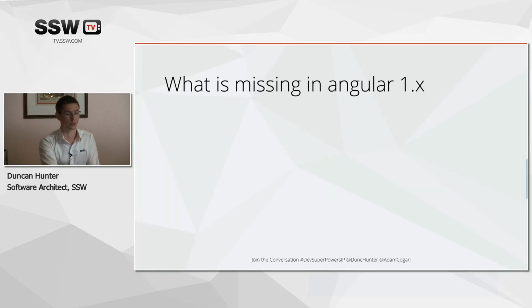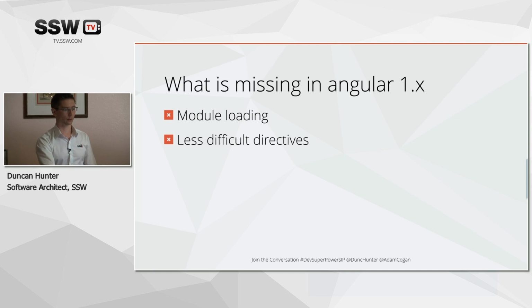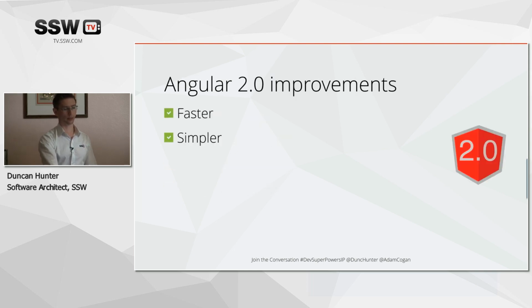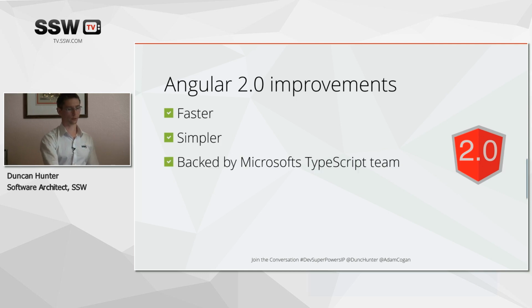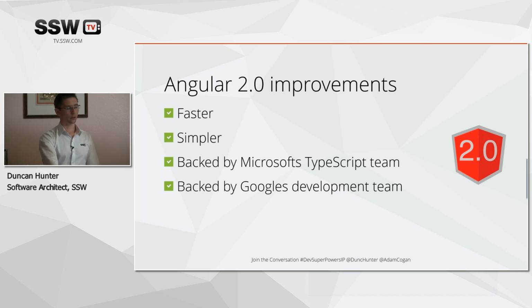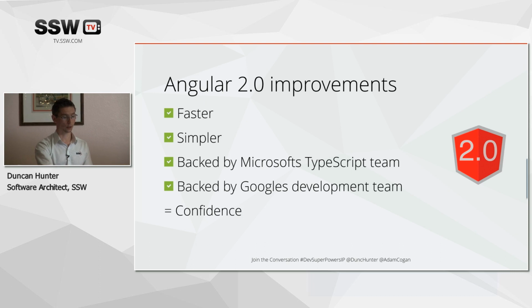But if you are interested in being ready for it, what are the things that are missing? There's no easy module loading story in Angular 1. The directives take a fair bit of time to get your head around. The performance could be better, and it needs an easier mental map. So this is what they're looking to make better. They're making it faster and simpler. It's going to be backed by the Microsoft TypeScript team, and of course still Google. So I don't know. I think there's still going to be a lot of people using it, but it is an opportunity for change that might shoot them down. It would be interesting to watch.